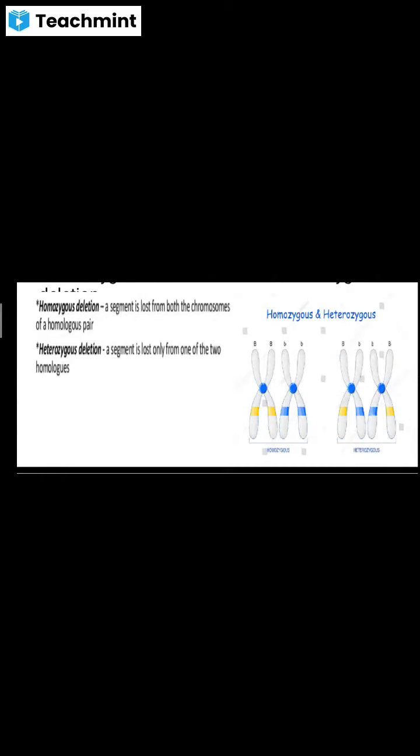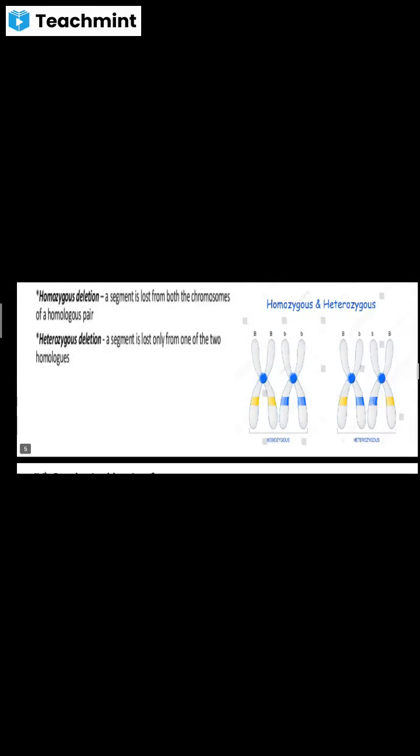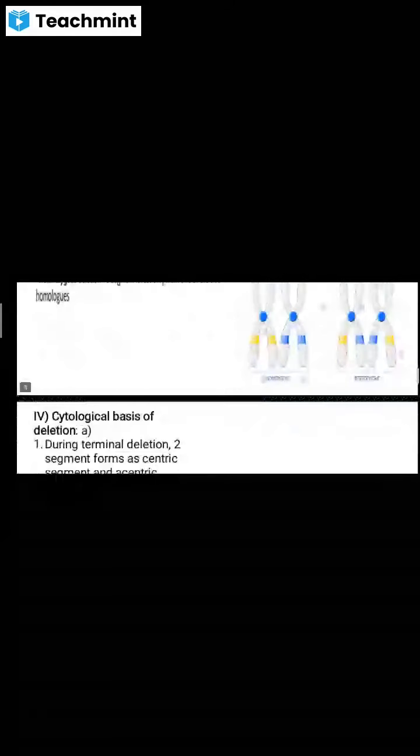Then heterozygous deletion. In heterozygous deletion, the segment is lost only from one of the two homologous chromosomes. Two homologous में एक ही segment यदि lost होता है, then that deletion is called heterozygous deletion. So according to this method, there are two types: homozygous deletion and heterozygous deletion.